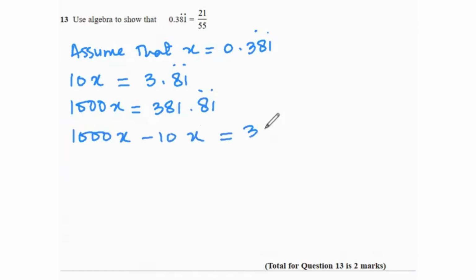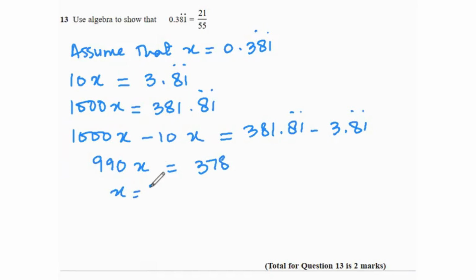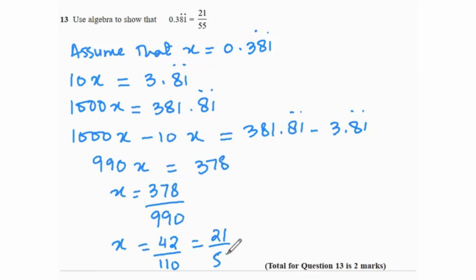And over here, 381.81 recurring and 3.81 recurring. That gives us 990x equals 378. So x is going to be 378 divided by 990, which gives us 42 over 110, which we can further simplify to 21 over 55. And that's your answer.